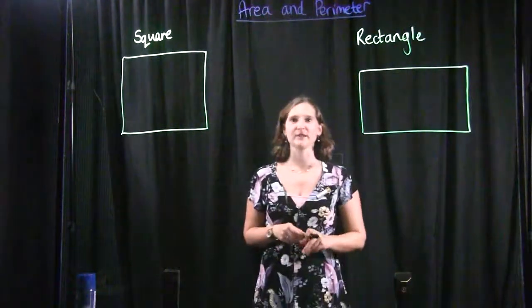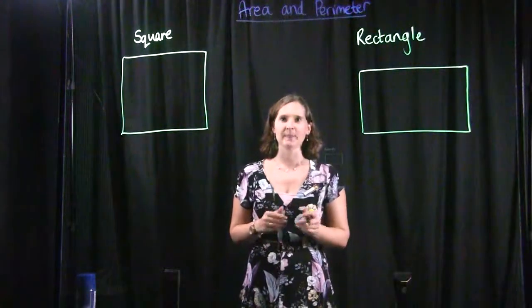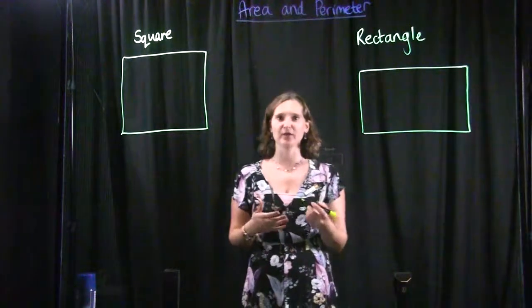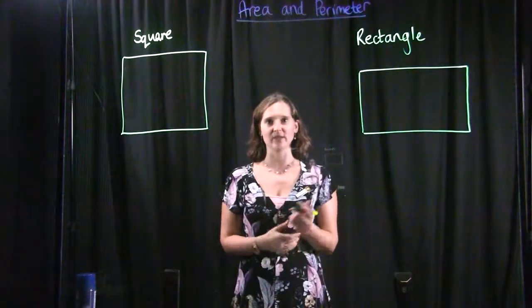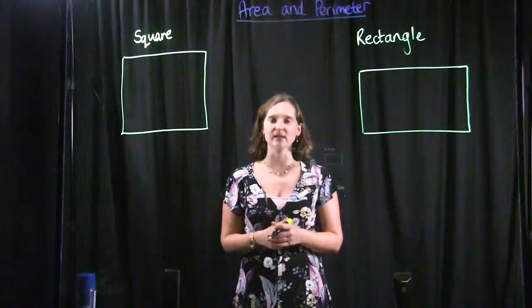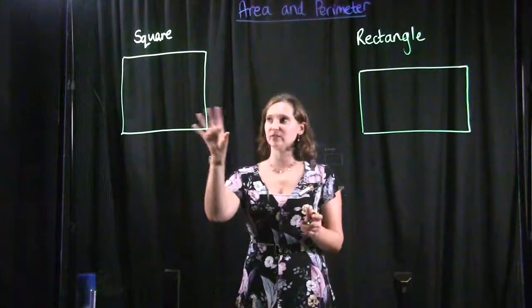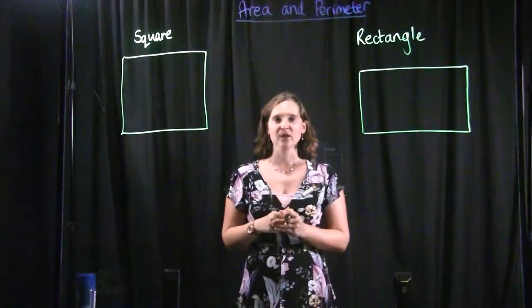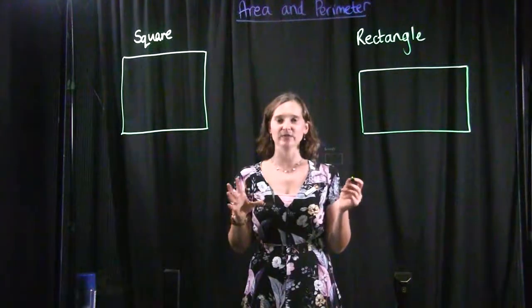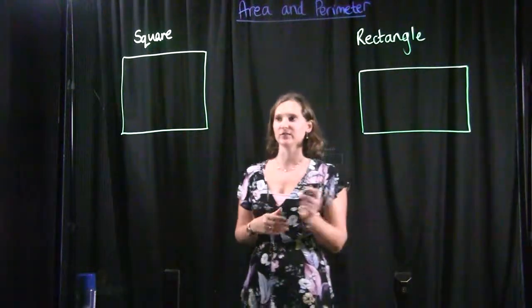So today we are going to be doing area and perimeter. Now we looked at a little bit of an overview of the units and the concepts of area and perimeter last lesson. Today we're going to apply those to squares and rectangles. So first let's go over these two quadrilaterals and some of their physical characteristics.